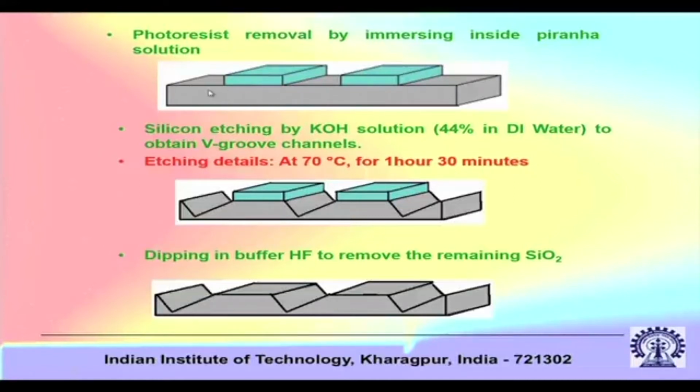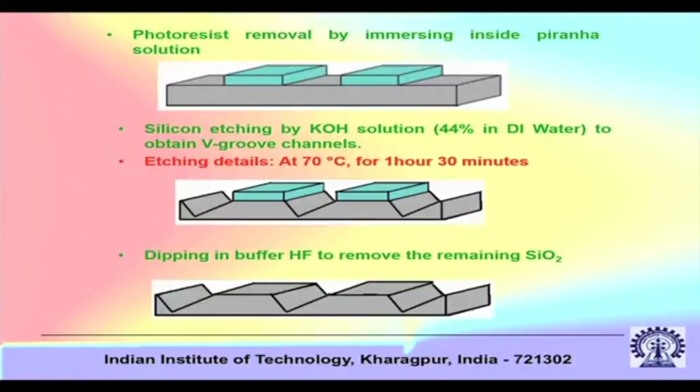So wherever the silicon is exposed, the silicon is etched by KOH solution, which is a 44% solution in deionized water, to obtain V groove channels. Because of the orientation of the natural slip planes, you will not get a rectangular shape, but the etching will give rise to this V groove. Typical etching is done at 70 degrees centigrade for 1 hour 30 minutes. These are again experience based numbers.